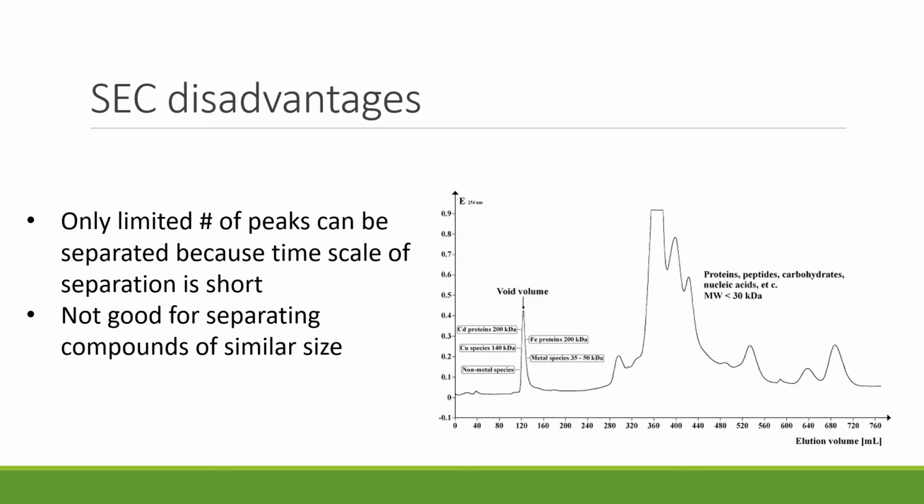One clear disadvantage of using SEC is that we're going to have a tough time being able to detect components that have the same molecular weight. And so if we have proteins that have very similar molecular weight, all right, they're going to show up on the same peak or relatively same peak as other proteins of that same weight.